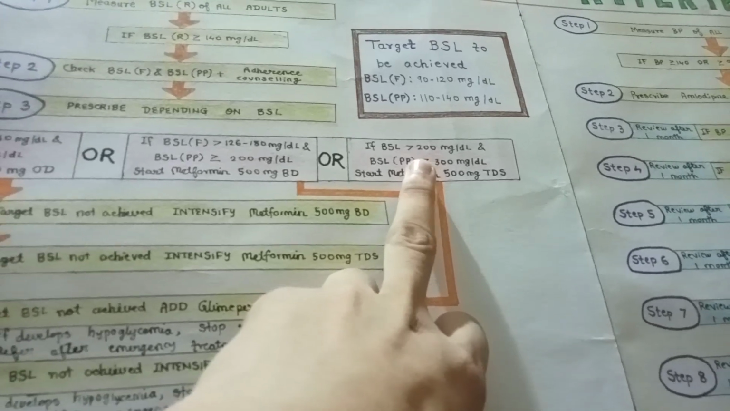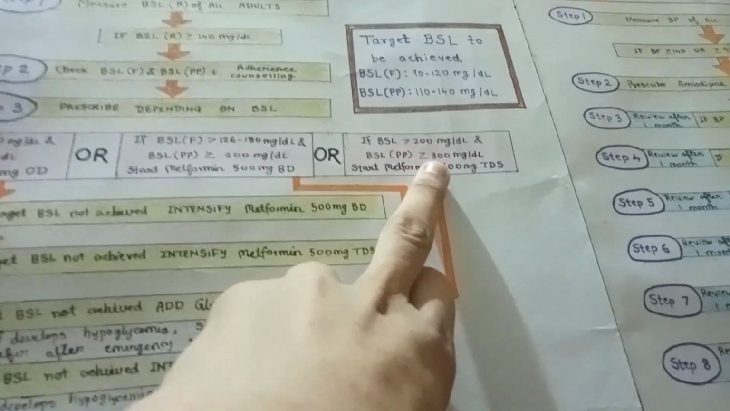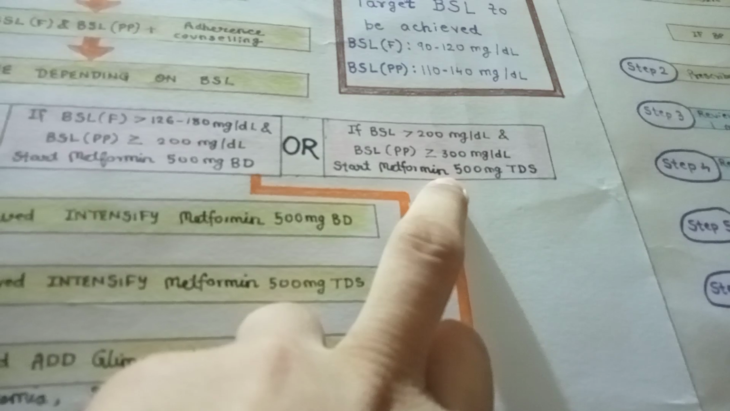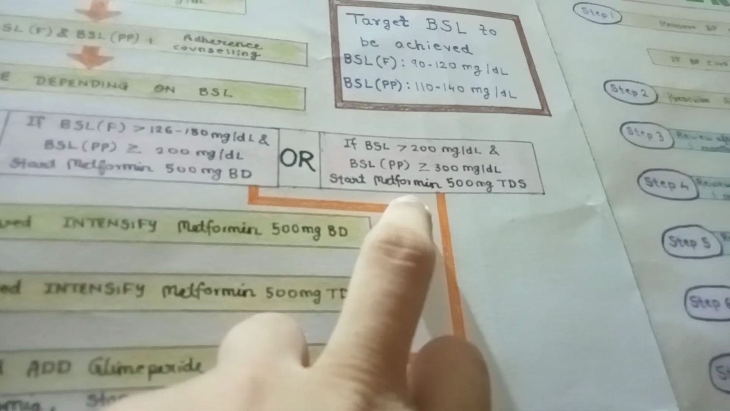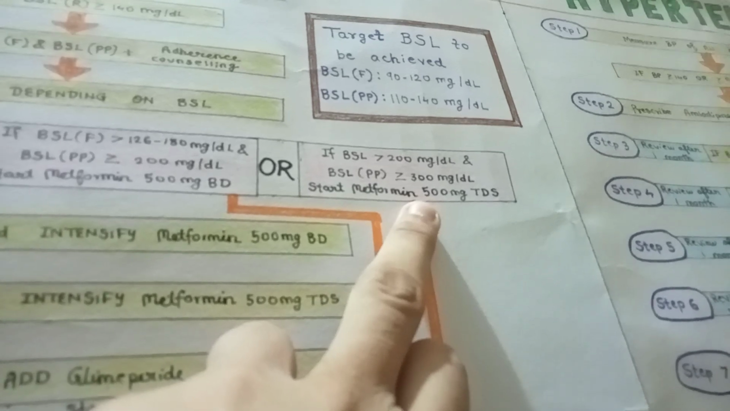And TDS means thrice a day. Same, if the fasting level is more than 200 and postprandial is more than or equal to 300 milligram per deciliter, then start metformin 500 milligram thrice a day.